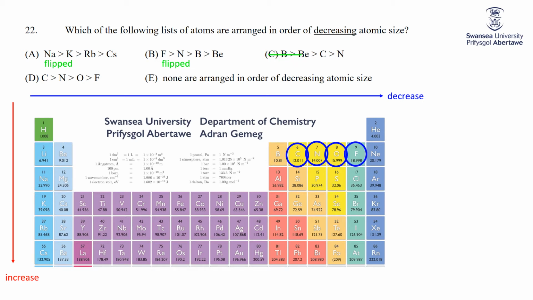And now finally, as our options, C, N, O, F: biggest is carbon, then nitrogen, then oxygen, then fluorine. That is indeed carbon, nitrogen, oxygen, fluorine, the right direction. So excellent.